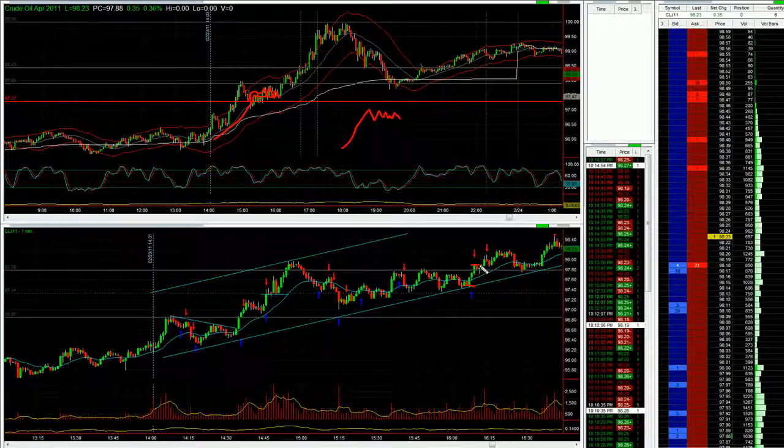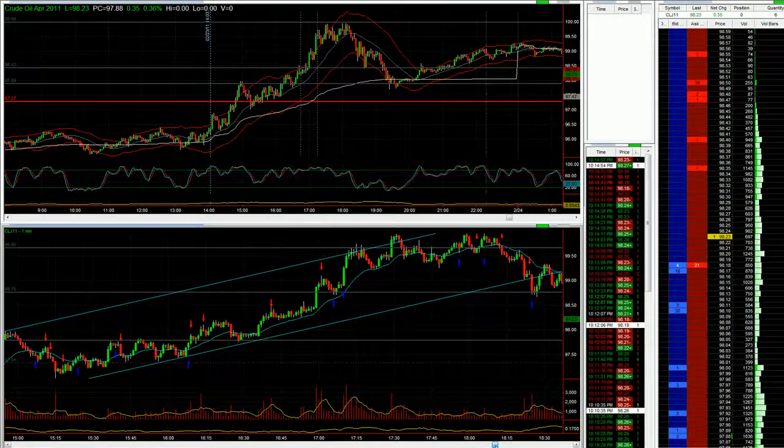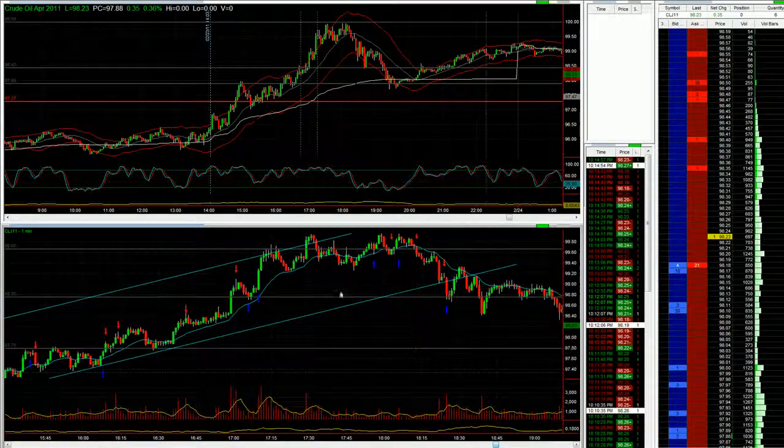Got on the end of that, scaled out early, scaled out into the good volume move there. It went a little bit more. In fact, it went a lot more later on. But for a short-term trader like me, a scalper, fantastic. Where are we? I'm losing my marker point here. Bear with me. So that was a great morning.